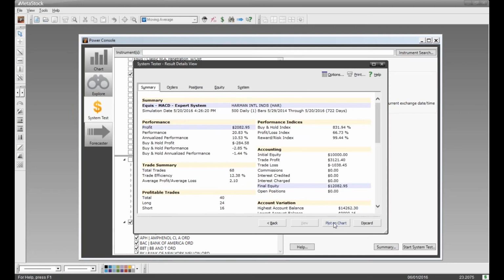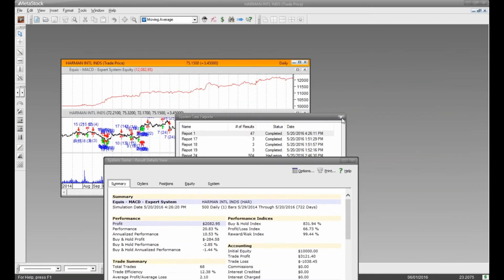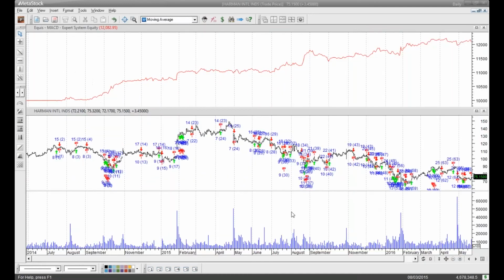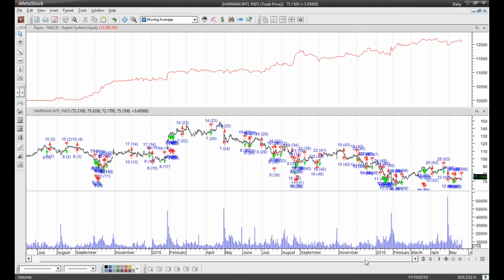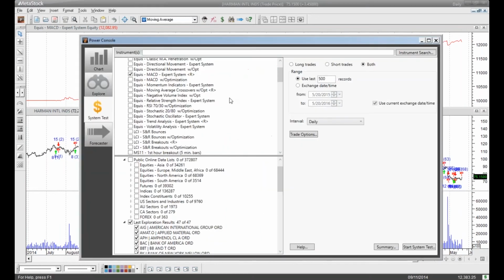Now let's say I bring up a chart of Harman, and it's automatically going to plot the expert system for the MACD on it. And it's going to show me my trades as well. Okay. Now, for this instrument, if I want to take a look at what's happened in the past with this instrument, I've already done a system test of it. So I can tell when the events have happened, I can tell how well I've done.